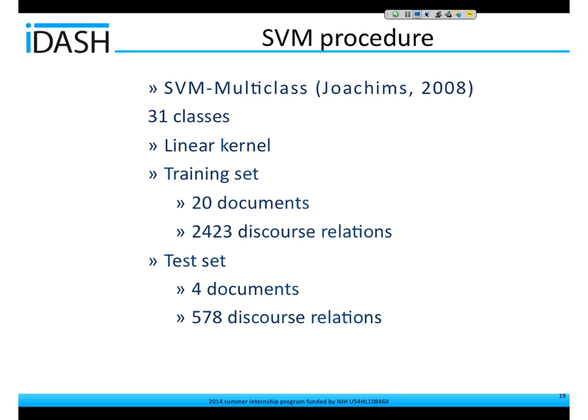So for our machine learning, we use SVM, in particular SVM multi-class with 31 classes and a linear kernel. Our training set consists of 20 of the documents in the corpus, which is over 2,000 discourse relations. And the test set is the remaining 4 documents, which is about 600 discourse relations.